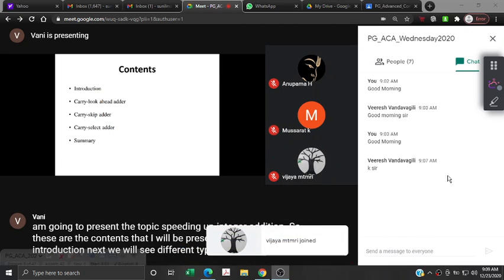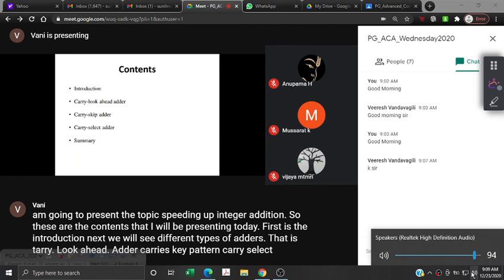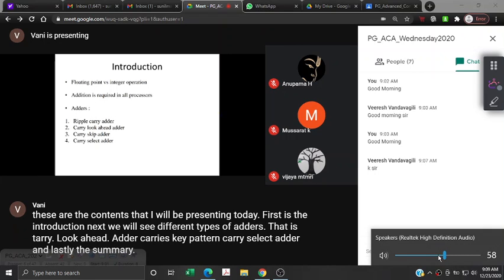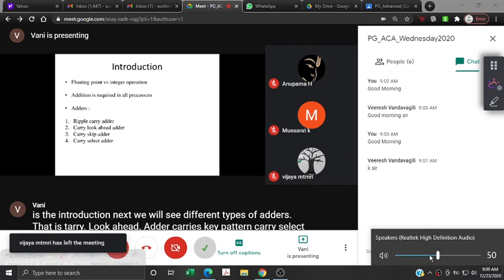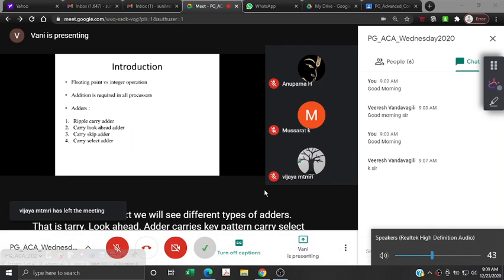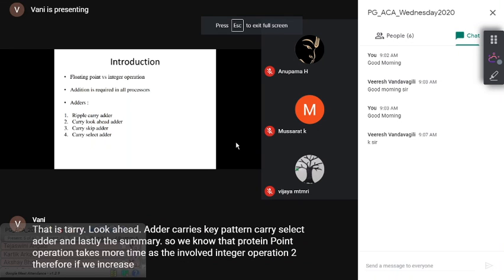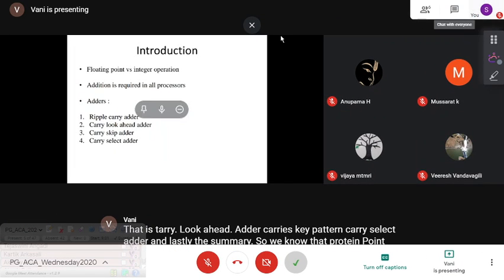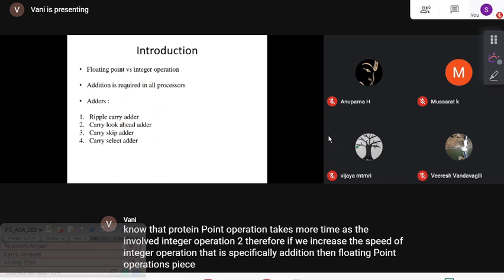Carry look ahead adder, carry skip adder, carry select adder, and lastly the summary. So we know that floating point operation takes more time as they involve integer operation too. Therefore, if we increase the speed of integer operation, that is specifically addition, then floating point operation speed automatically increases.